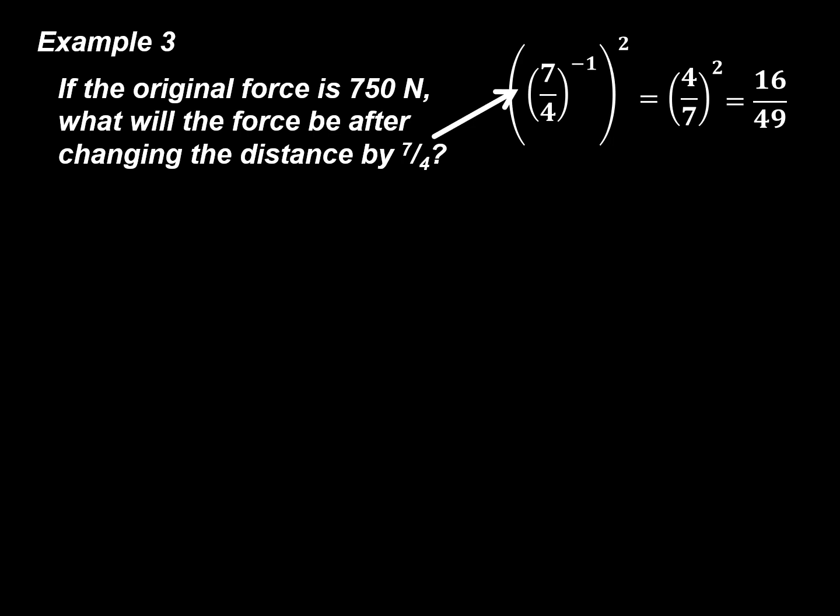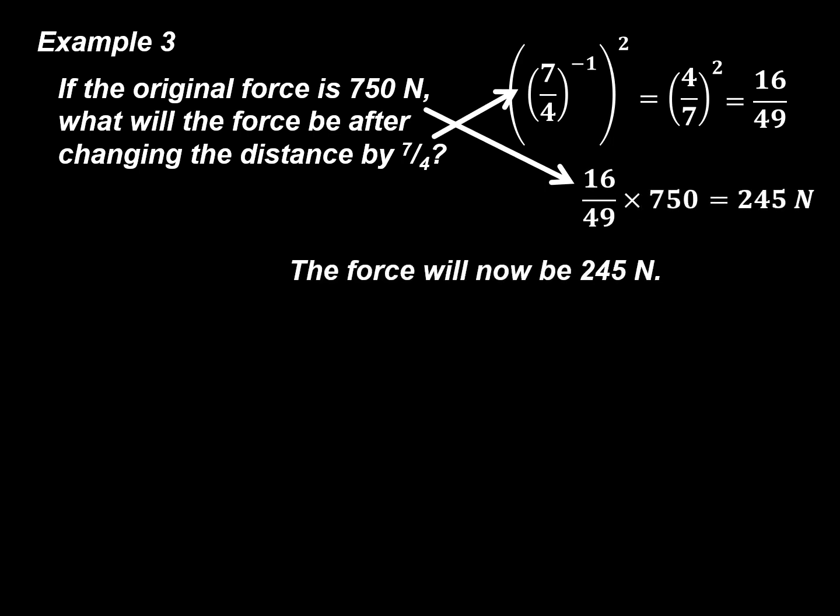Now look at this. We have 7/4, which is greater than 1. So we have a distance that's bigger than 1, so we're increasing the distance. If that ratio was less than 1, then we'd be decreasing the distance. But since that ratio is greater than 1, we have a bigger distance, and we should have a smaller force with a bigger distance. So you can see this ratio here is going to be less than 1, so we're going to have a smaller force. So now that 750 being multiplied by 16/49, that's going to give us a new force of 249 newtons.